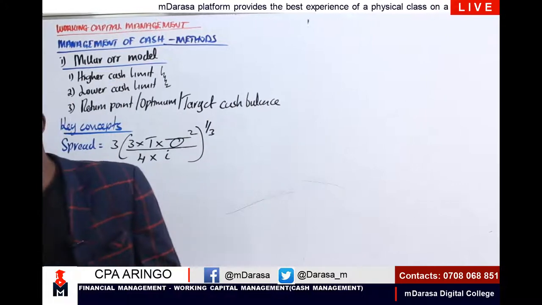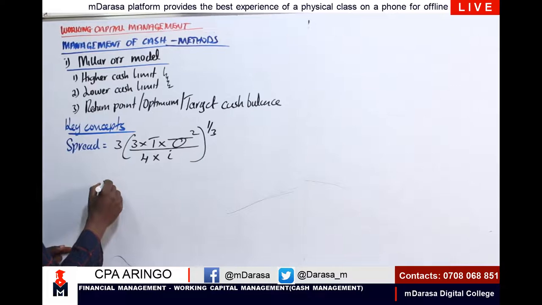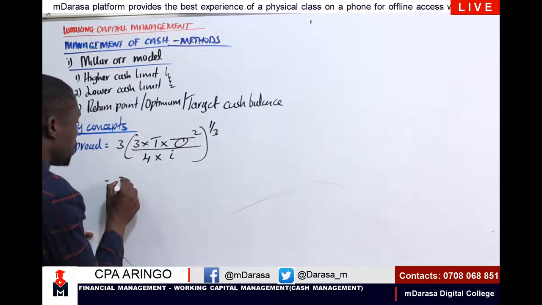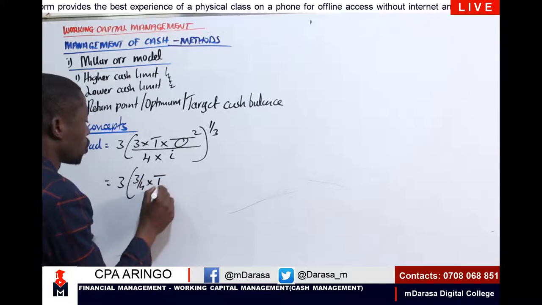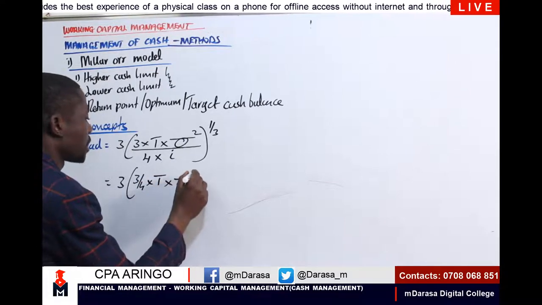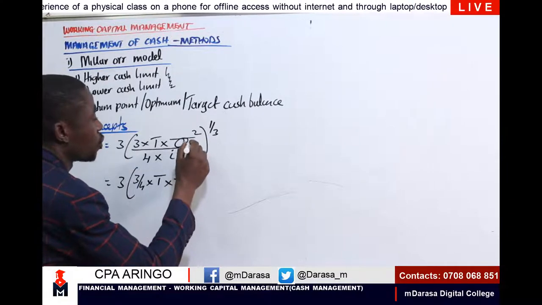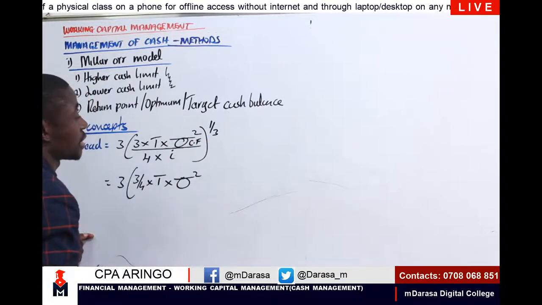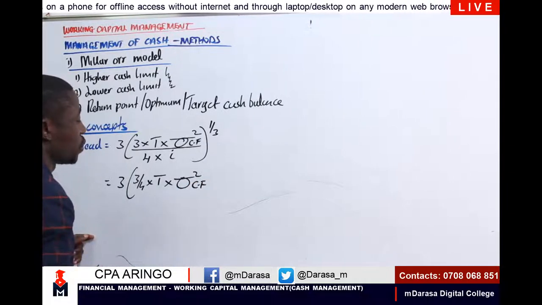So you'll also find that some people will do it this way, by the way, which is also very correct. To determine your spread, you can also take 3 into 3 or 4 times your transaction cost times the variance, which is standard deviation squared. This is the standard deviation of our cash flow. That is the variance of our cash flow.